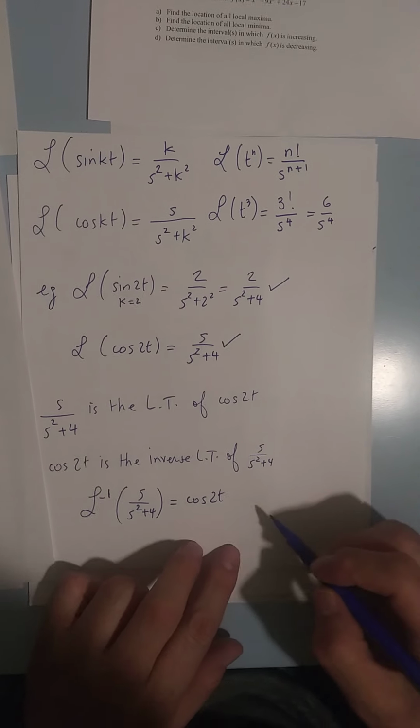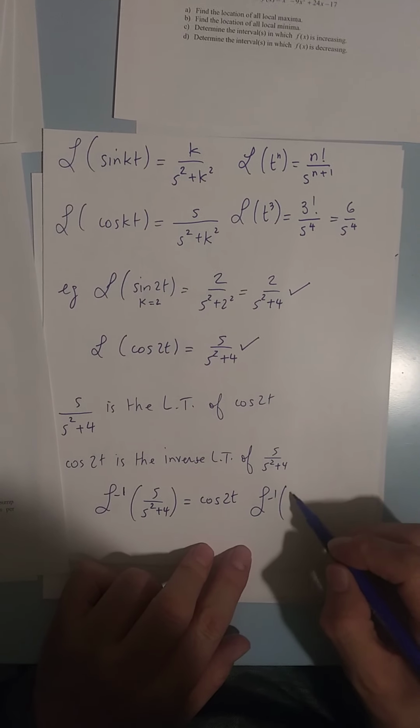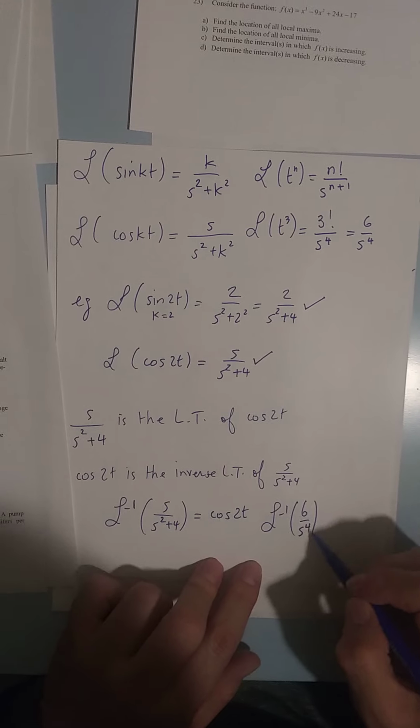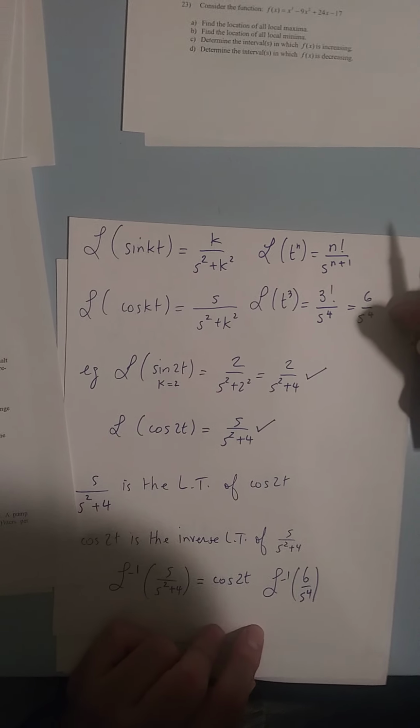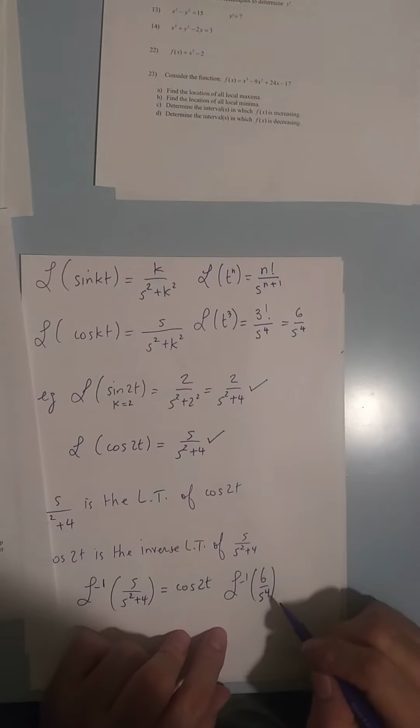So if I wanted the inverse transform of 6 over s to the 4th, we did the transform earlier. That was the transform of t cubed. So that would be t cubed.